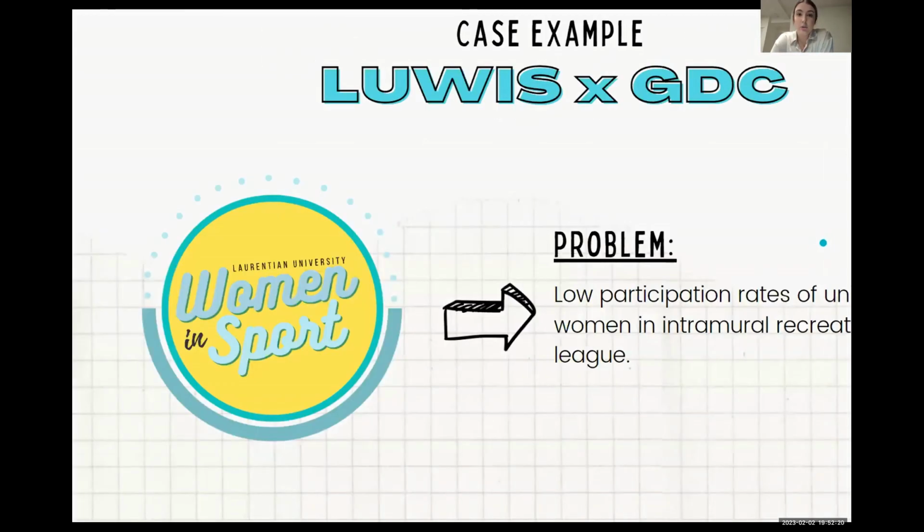I wanted to use this case example of the Laurentian University Women in Sport program, called LUWIS, in the Global Design Challenge. The problem that this club was facing was that they saw low participation rates of university women in the intramural program at school, and they wanted to enhance their experiences in intramurals.